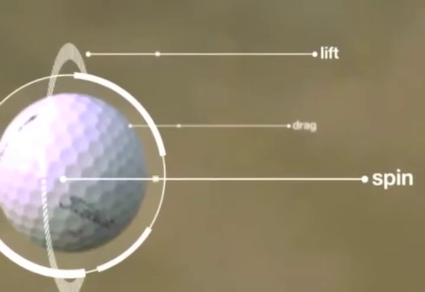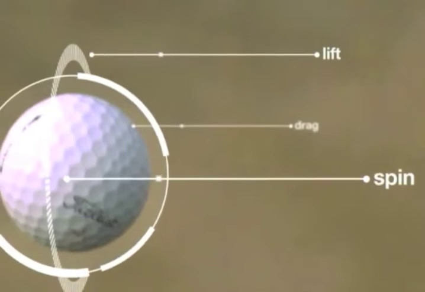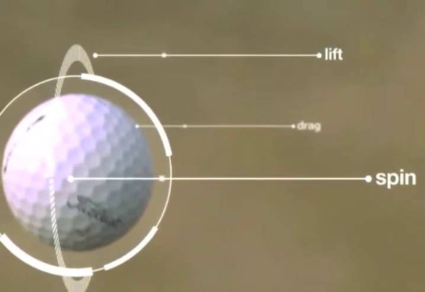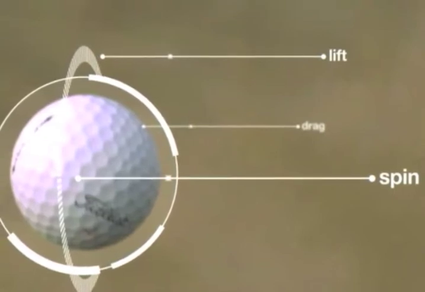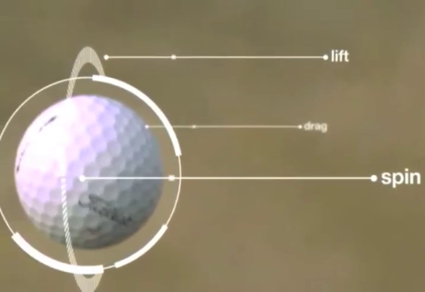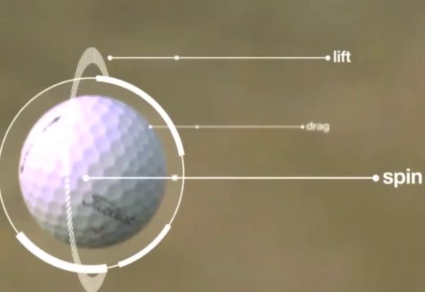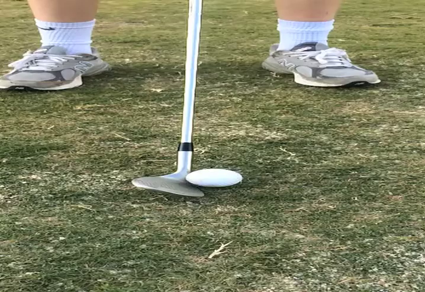Drag and lift depend on three variables: the speed of the ball through the air, the rate of spin on the ball, and the surface texture of the ball. Drag on the ball increases with speed through the air and spinning rate. Lift increases with rate of spin at a given airspeed and vice versa.